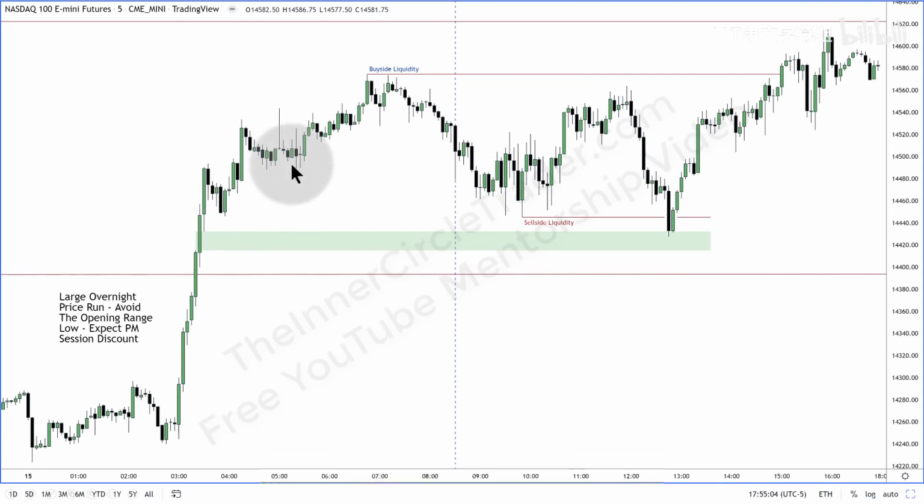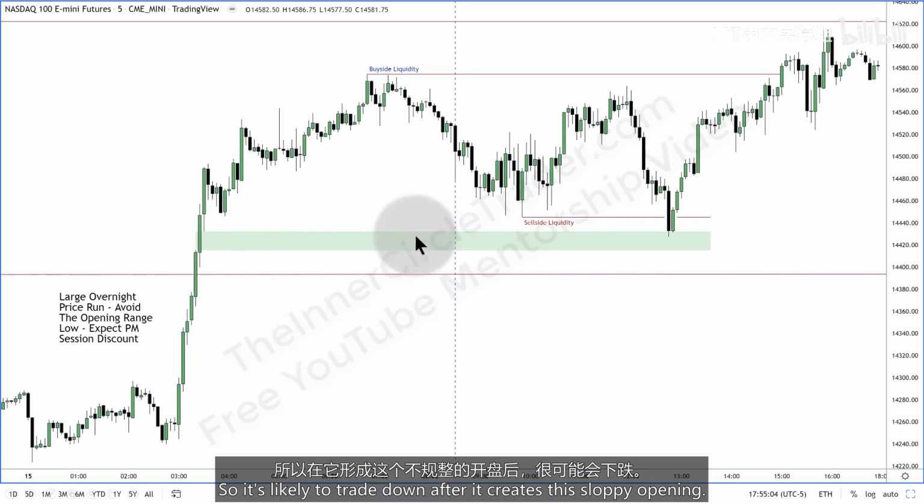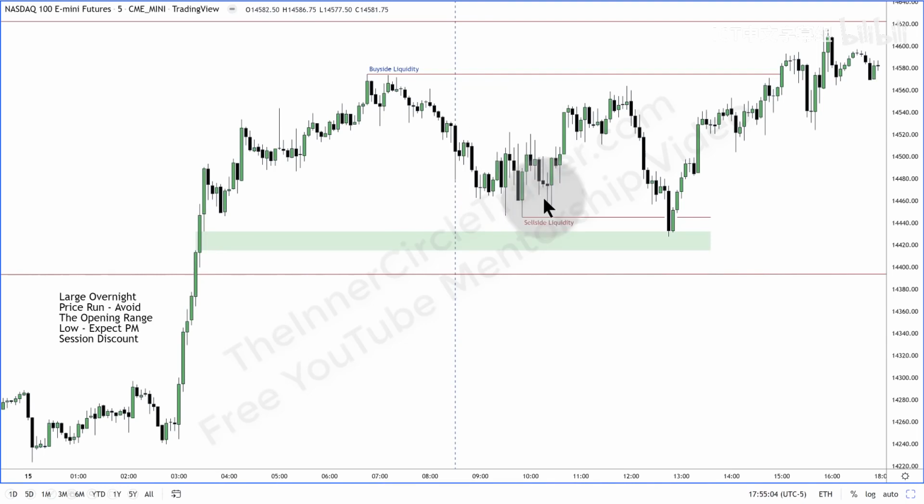We can use this one because they're relative equal, but I like this one. Why? Why do I like this one? What's below it? Fair value gap. See that? So it's likely to trade down after it creates this sloppy opening. Look at all this movement in here.